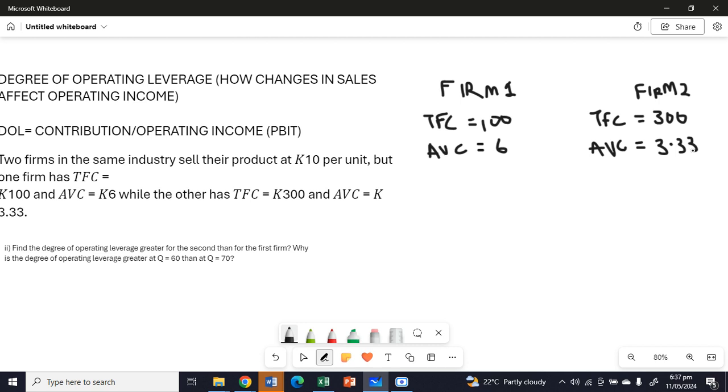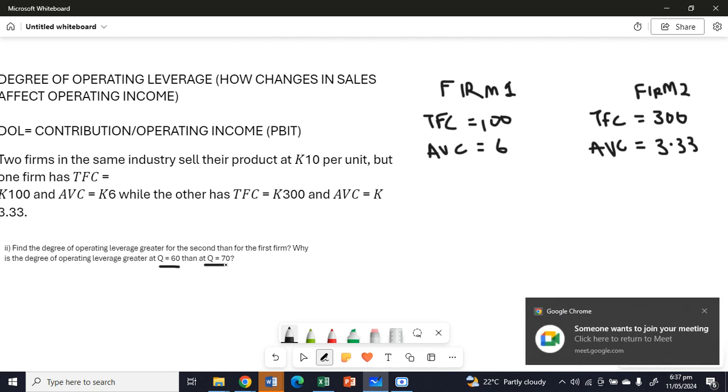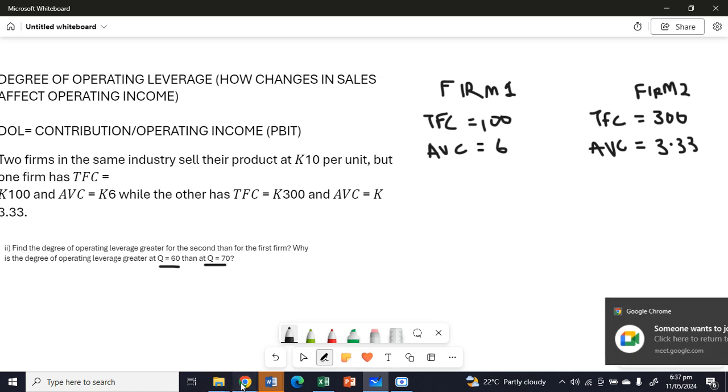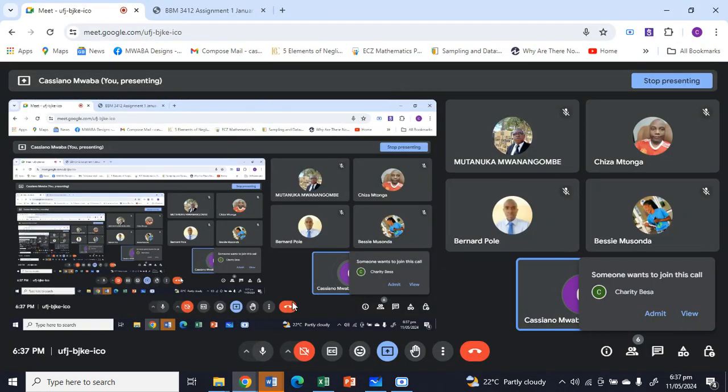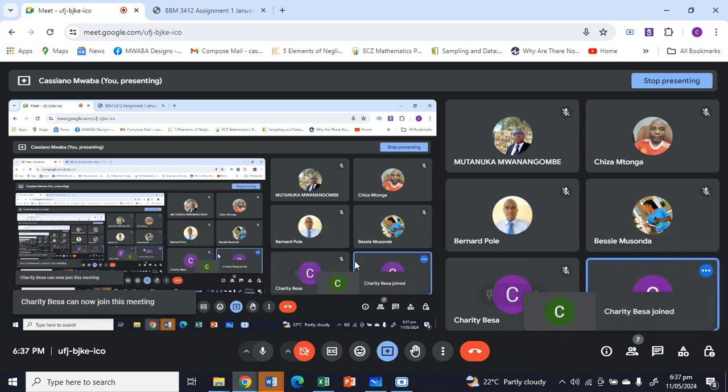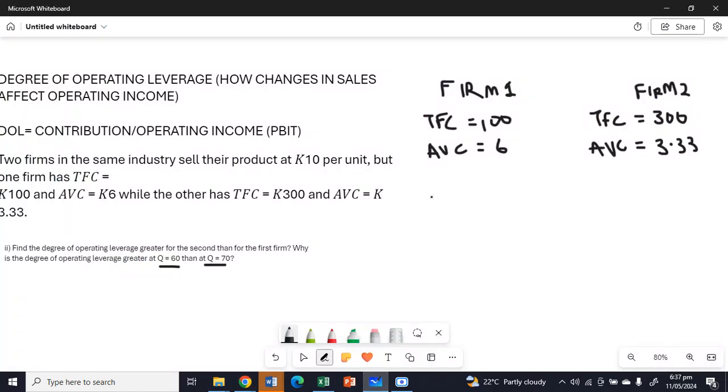Right. So what I'm going to do first, we're going to calculate the degree of operating leverage for both of these firms when their quantity is at 60 and when the quantity is at 70. And after we've done those tabulations, I'm going to show you how this degree of operating leverage works. We're going to see its relationship with fixed costs and with variable costs, because this degree of operating leverage has a relationship with both the fixed and the variable costs. Okay, so let's get our calculators ready.